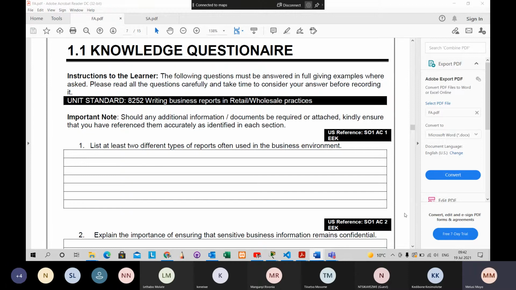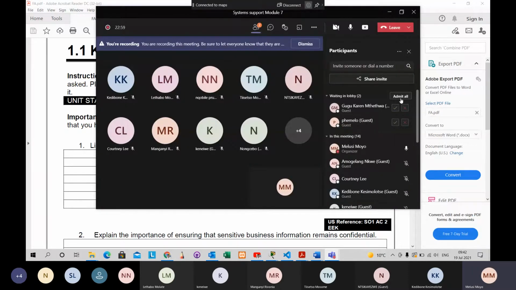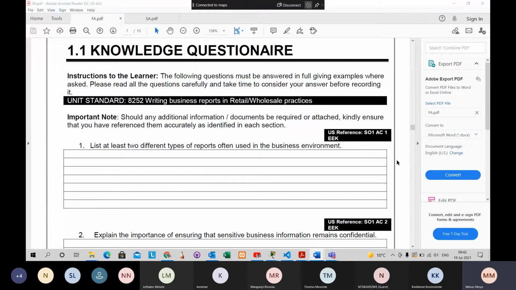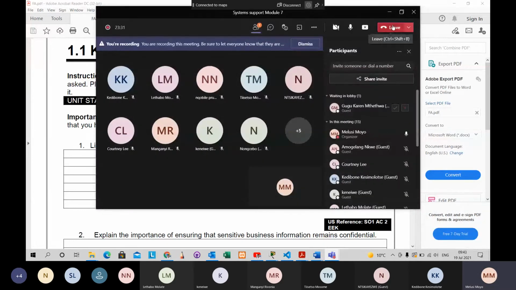The reason why I want to go through the material, the learner manual, is because we went through this last week. As I said, we're looking at business analysis, the types of reports that you can send, and the format of reporting. So now I just want to go straight to the formative and then the summative, because we've covered the learner manual last week. Number 1 says list at least 2 different types of reports often used in the business environment. What type of business reports have you ever seen in the business environment?